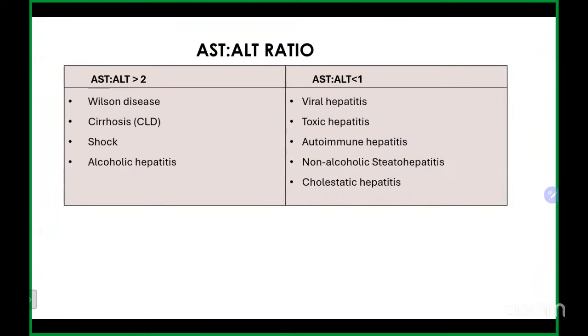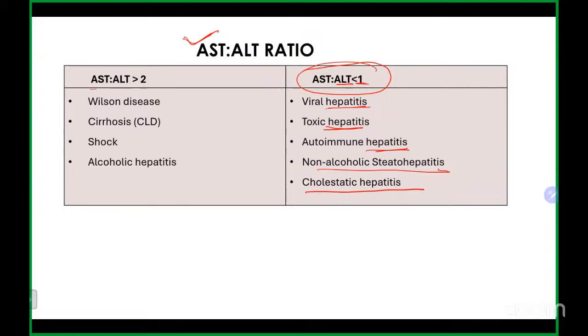Okay. So how do we correlate these two enzymes? The AST and ALT ratio is one very helpful thing. Whenever ALT is more, this ratio will be less than 1. So that becomes more specific for liver. So in viral hepatitis, toxic hepatitis, autoimmune hepatitis, cholestatic hepatitis or NASH, that is non-alcoholic steatohepatitis, you generally get ALT more than AST and thereby the ratio being less than 1.